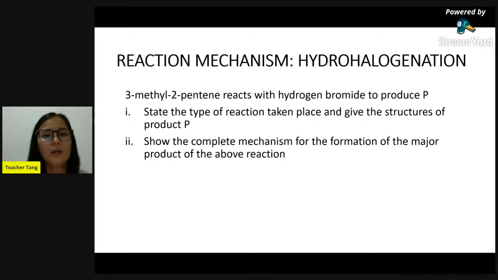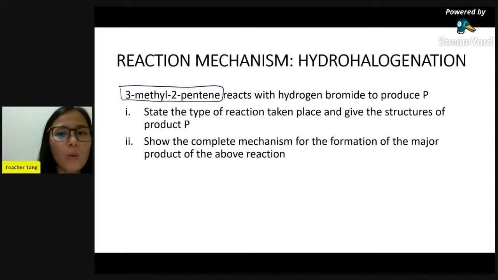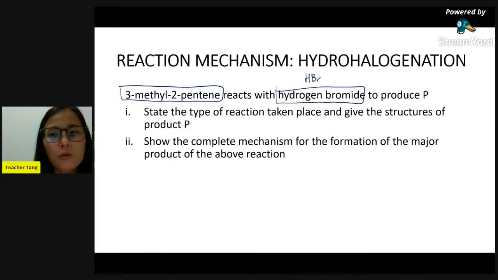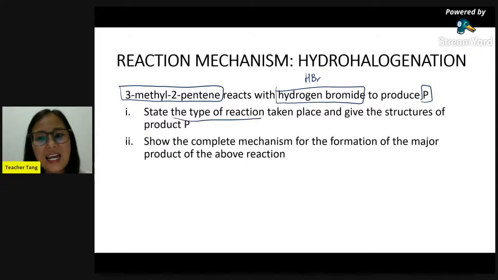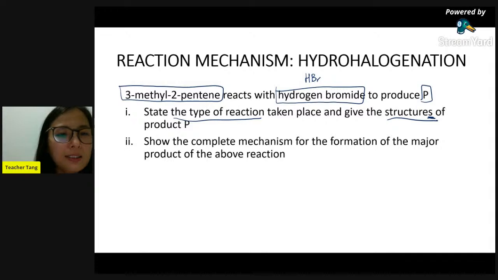Okay, so the example. So in this question, 3-methyl-2-pentene will react with hydrogen bromide, HBr, to produce P. The question asks you to state type of reaction taken place and give the structures of P. So structures of P, so means that more than one product. Okay, so shall we have a look? So state the type of reaction. So shall we draw our 3-methyl-2-pentene first?